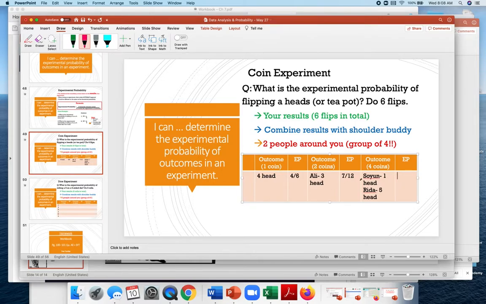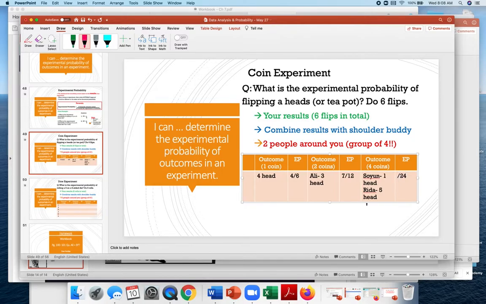Well, it's going to be different than these ones, right? First of all, let's go to the denominator. How many times do we do this experiment? I did 6, Allie did 6, Soyoon did 6, and Rita did 6. So 4 times 6 is 24. There were 24 times that the coin was flipped.